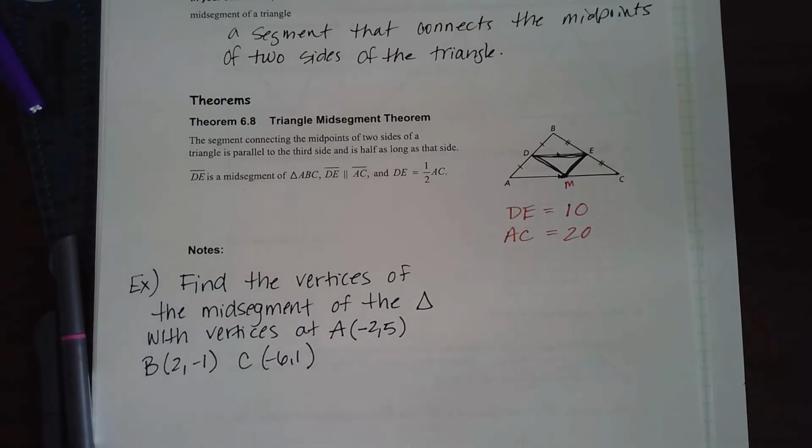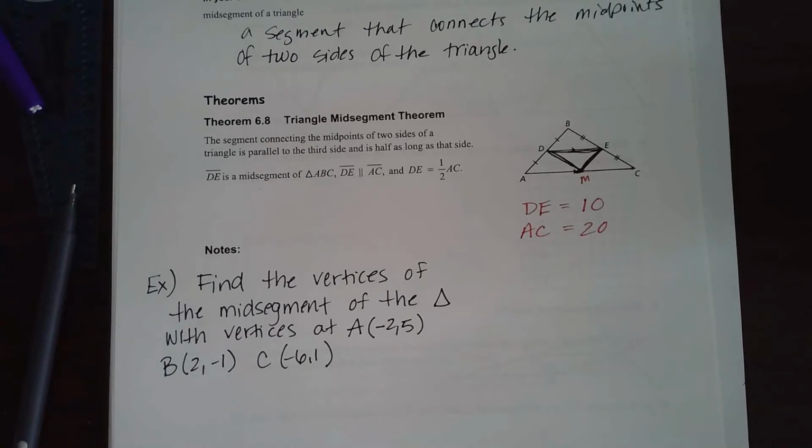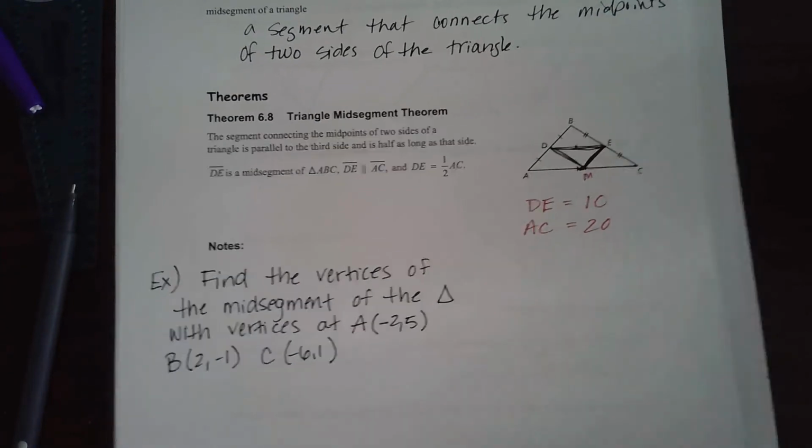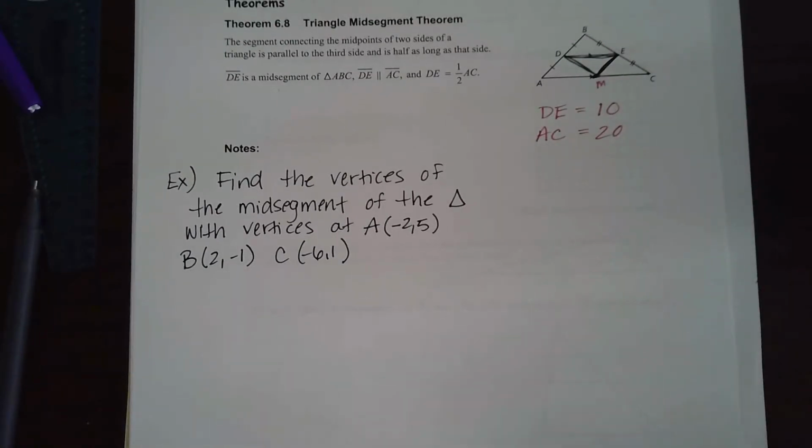We're going to do most of this stuff in class, but I wanted to go through an example of what you will see and then give you a chance to practice it on your own. So I'm going to have you write down this example. It says, find the vertices of the mid-segment of a triangle with the vertices at A (-2, 5), B (2, -1), and C (-6, 1).